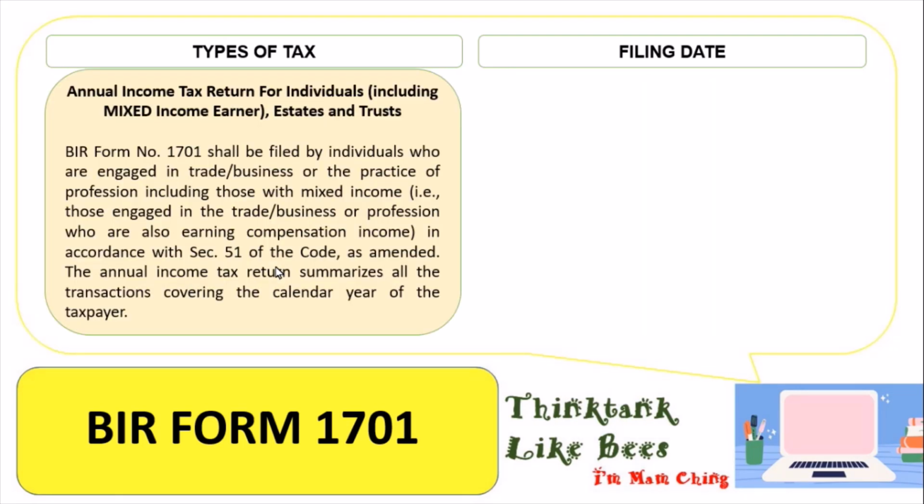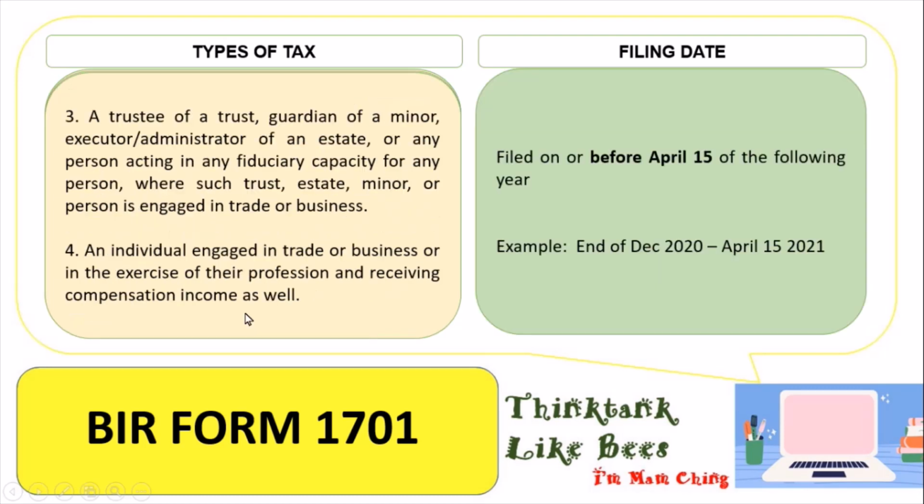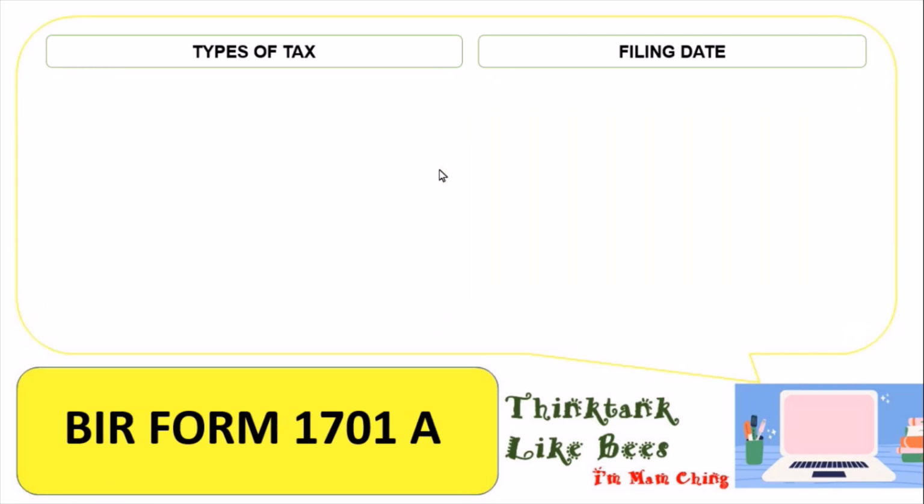Next we have BIR Form 1701. It is an annual income tax return for individuals, including mixed income earners, estates, and trusts. The filing date will be on or before April 15 of the following year.